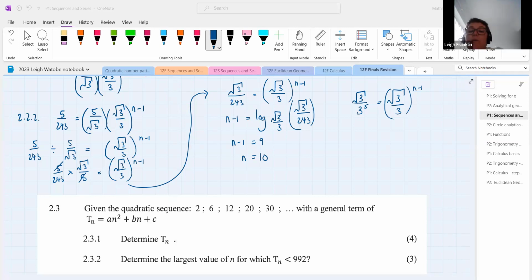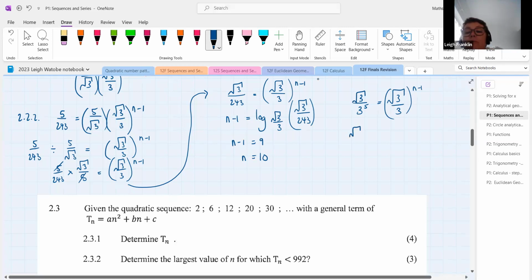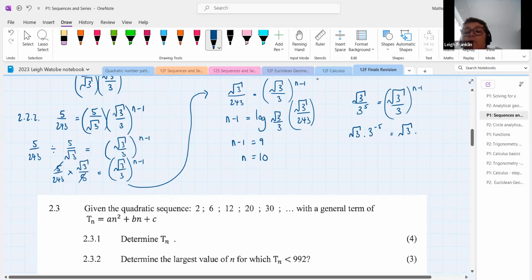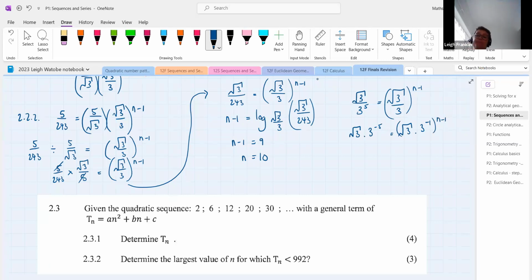Okay, so Lebogang, you said you took it to the top. So in other words, did you end up with root 3 times 3 to the power of negative 5? Yes, okay, that's fine. And then over here, you've got root 3 times 3 to the power of negative 1, and that's raised to the power of n minus 1. Then what did you do after that, Lebogang?